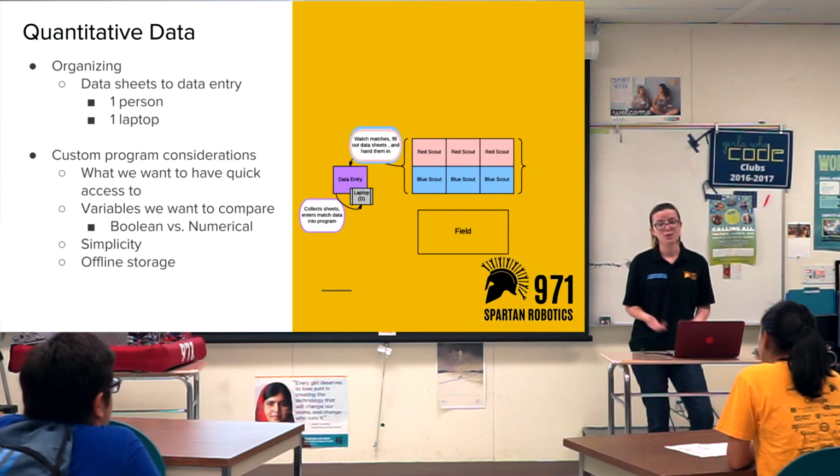Prioritize simplicity, just in general, prioritize simplicity, and really, really prioritize offline storage. You cannot rely on Wi-Fi at an event. I know it's tempting, but you can't do it.